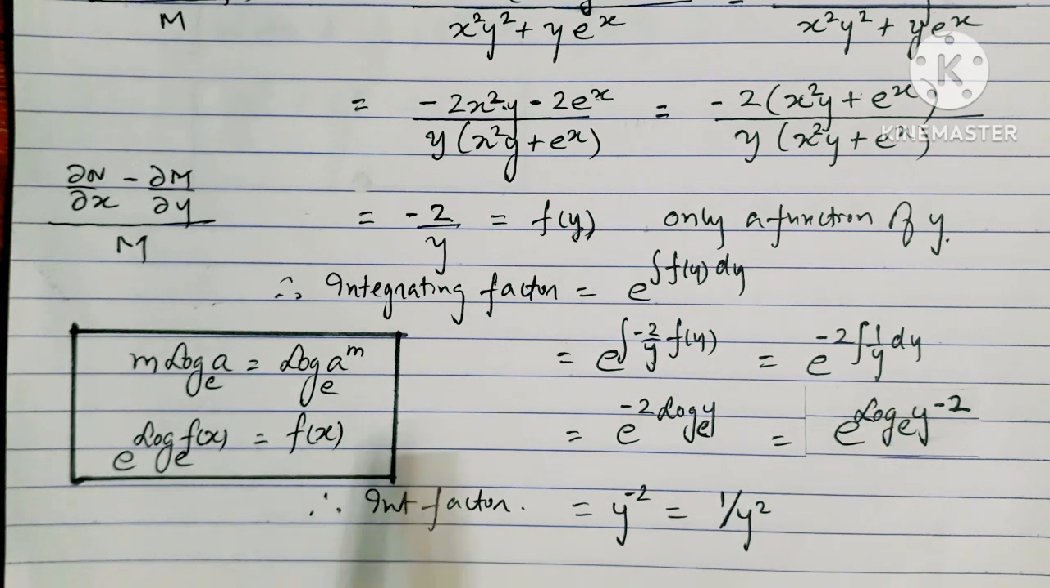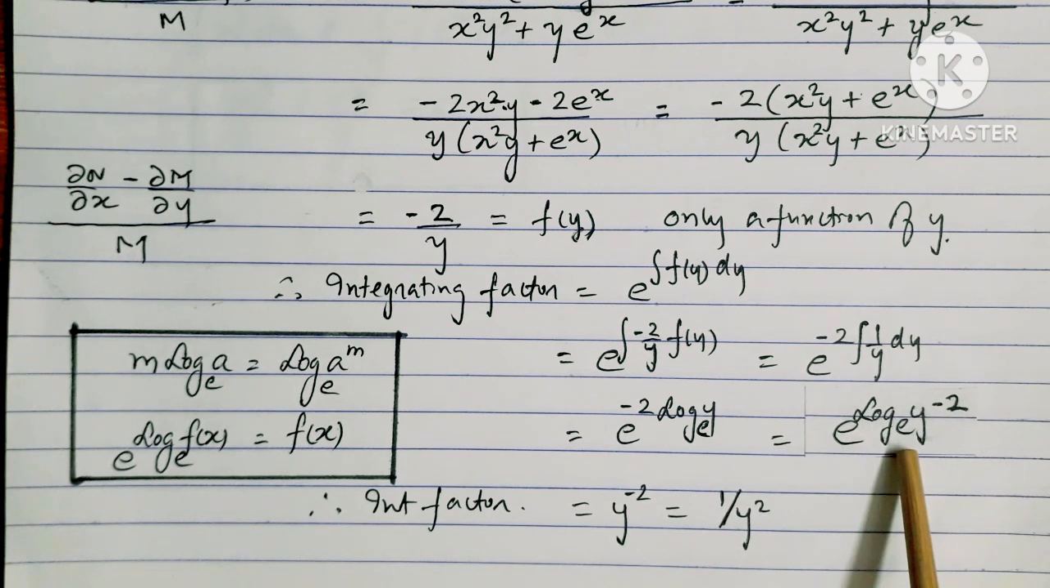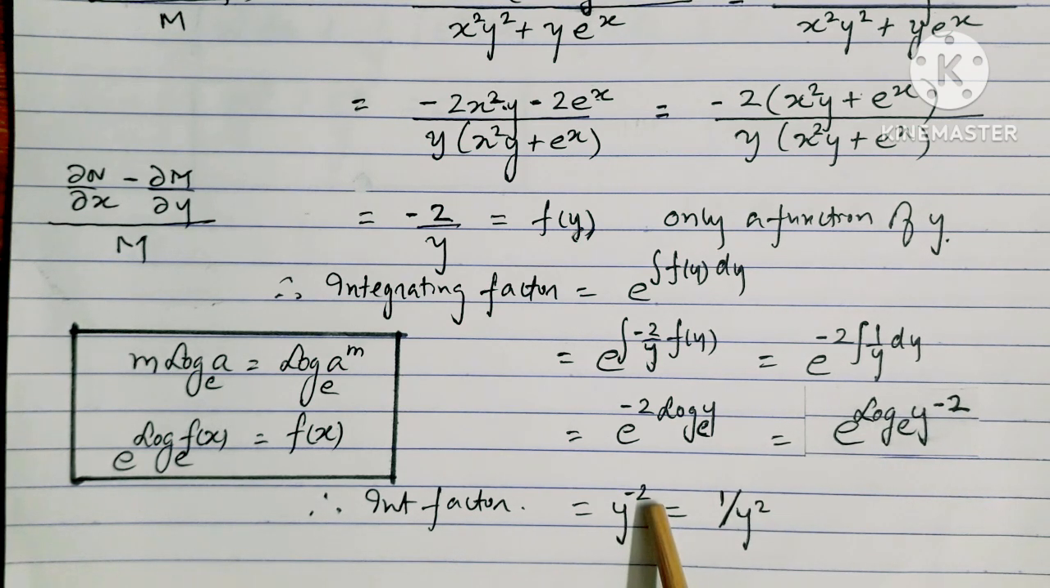Therefore, using this property, we can write e raised to log y raised to minus 2 to the base e as y raised to minus 2. That is equal to 1 upon y square. So, the integrating factor is equal to 1 upon y square.